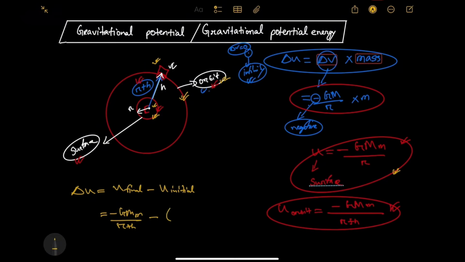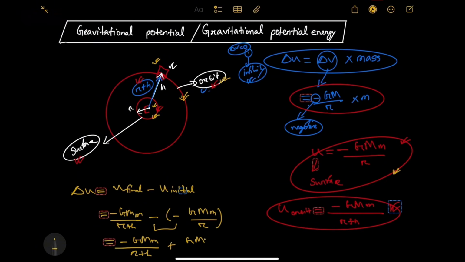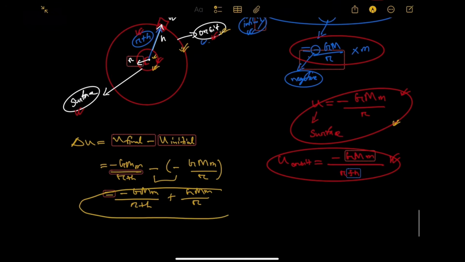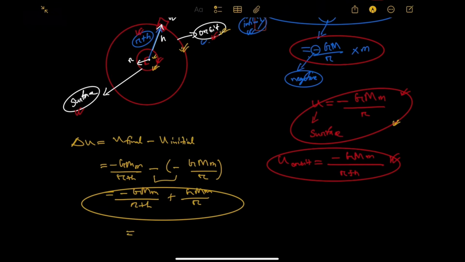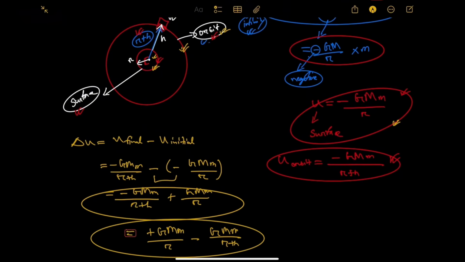Minus this value, minus GMm divided by r. So this minus minus becomes a positive value. So it is minus GMm divided by r plus h, plus GMm by r. If we bring it to a common form, it becomes GMm by r minus GMm by r plus h. This formula will be really important for you today, because I think this type of question will come today.